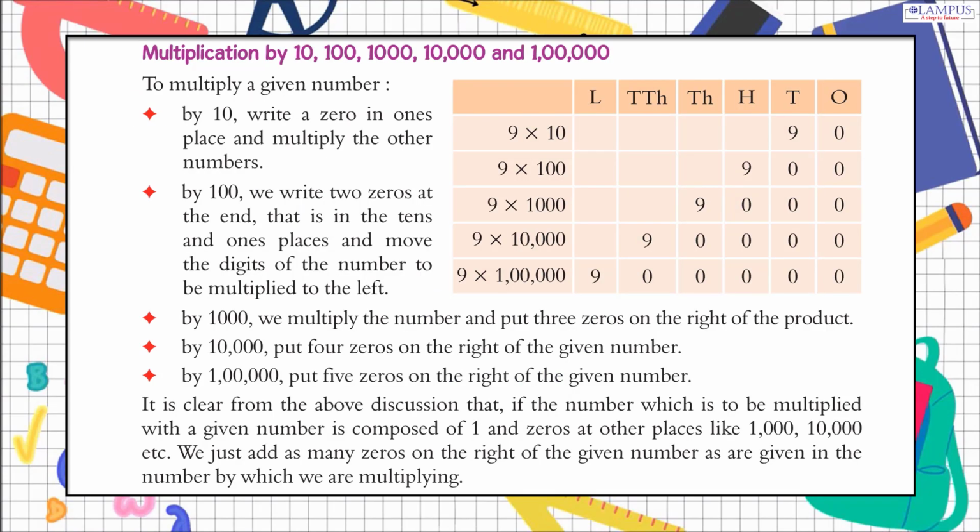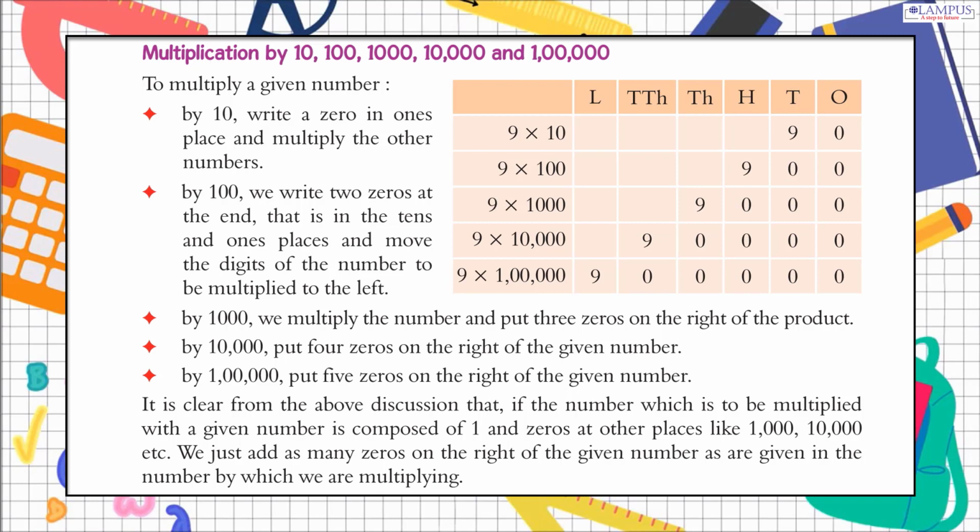Multiplication by 10, 100, 1,000, 10,000 and 1 lakh. To multiply a given number by 10, write a 0 in ones place and multiply the other numbers. By 100, we write 2 zeros at the end, that is in the tens and ones places, and move the digits of the number to be multiplied to the left.